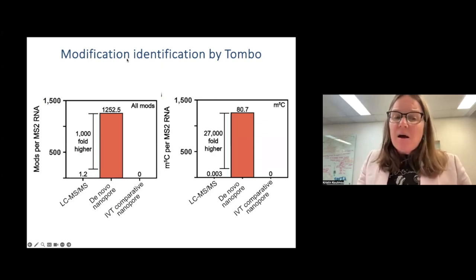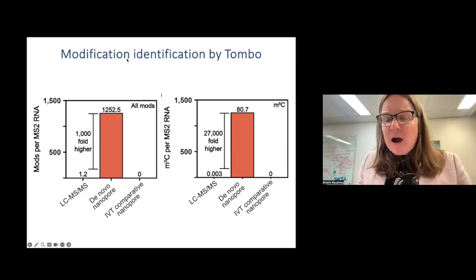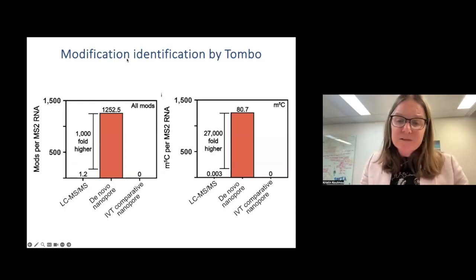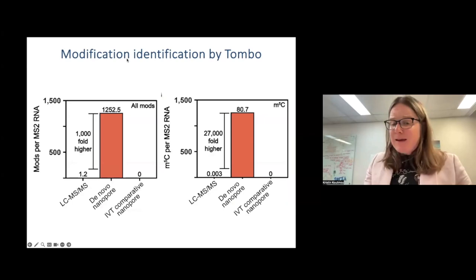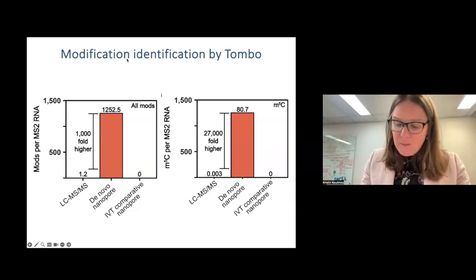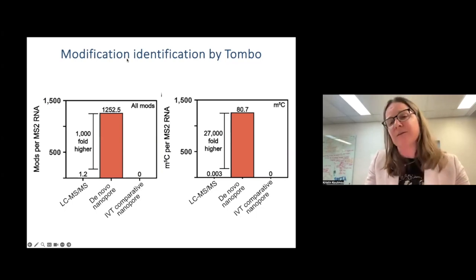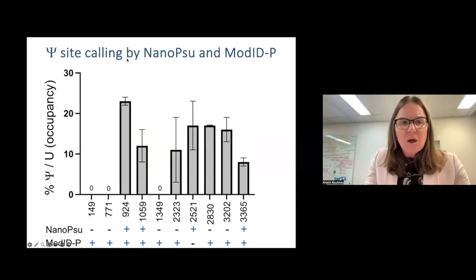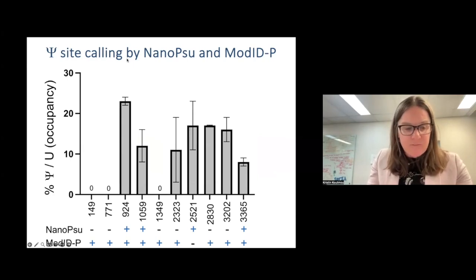algorithms, that many, like 1,000-fold more modifications were called by nanopore algorithms. And we said, okay, if that's the case, that's not good, but let's maybe look at these more specialized modification algorithms that will only give us information on the modification we know from nucleoside analysis is there. So we went and we applied 2 algorithms that had been written specifically for looking at pseudouridine, NanoSU and NanoPsu.